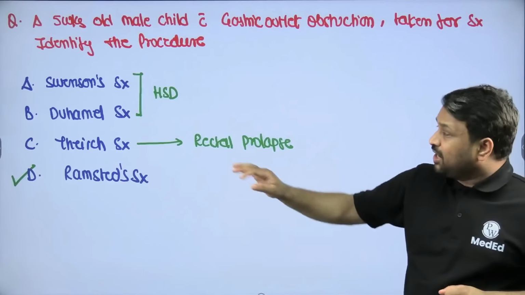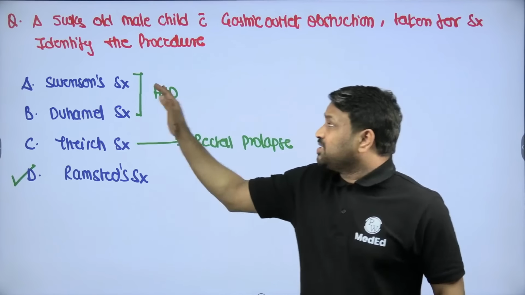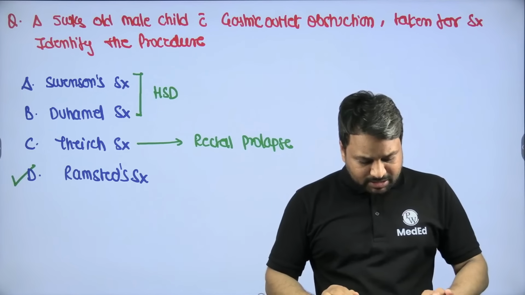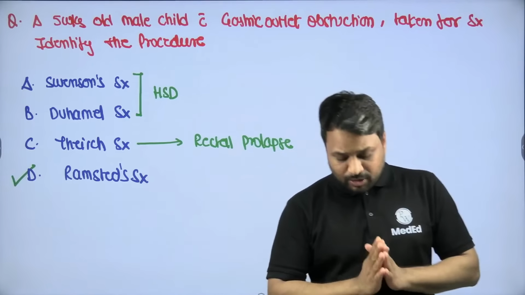What is this procedure? It is Ramstedt's. Swenson's and Duhamel's are for Hirschsprung disease. Thiersch wiring is for rectal prolapse. So hence, this is going to be your Ramstedt's pyloromyotomy.